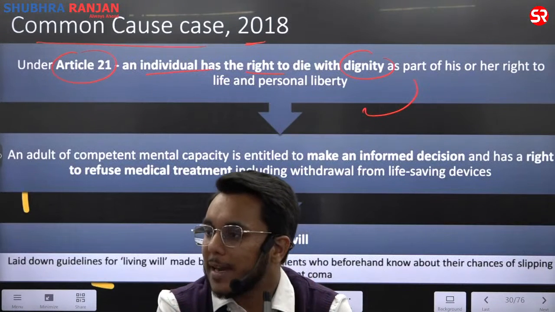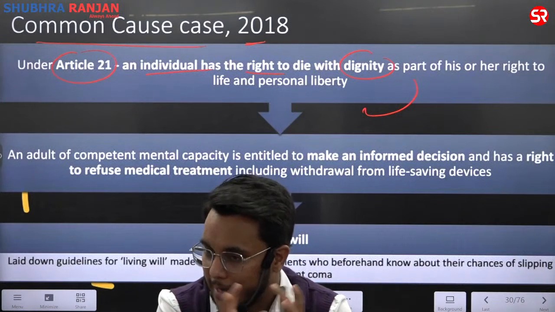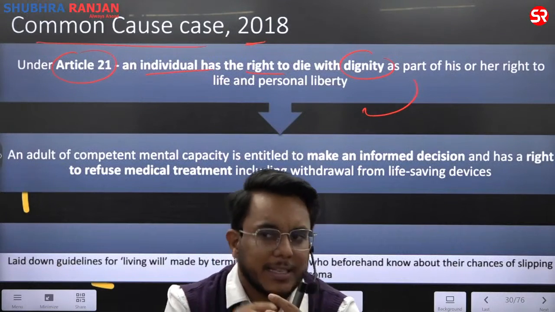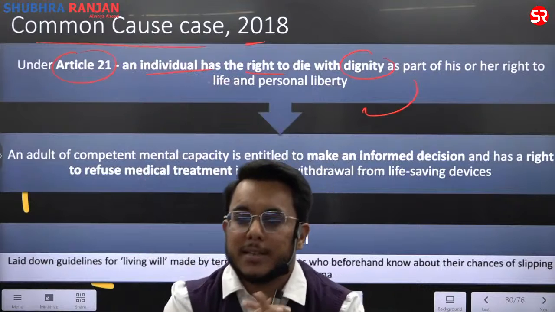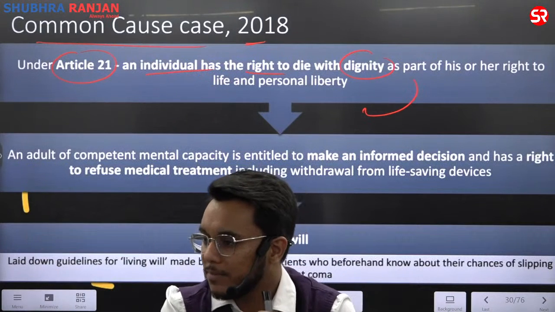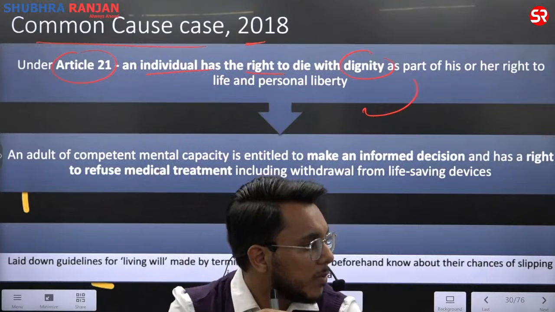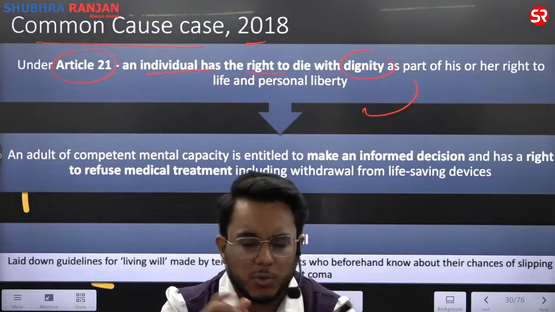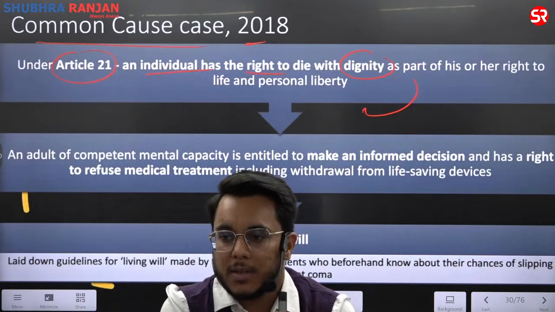So, when we talk about the right to life, Article 21, does it contain the right to death? Ye ho sakta hai ki wo aapko Article 21 mein 4 options de denge: that Article 21 includes right to clean air, right to food, right to ye, right to wo, aur ek ho gaya, right to die. Is it clear or not?